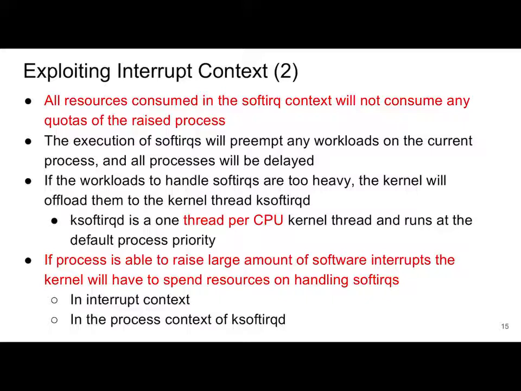The execution of the soft IRQs will preempt any workloads on the current process, and all processes will be delayed. If the workloads to handle soft IRQs are too heavy, the kernel will offload them to the kernel thread ksoftirq. Ksoftirq is a one-thread-per-CPU kernel thread and runs at the default process priority. If a process is able to raise a large amount of software interrupts, the kernel will have to spend resources on handling soft IRQs in the interrupt context, in the process context of the soft IRQ.